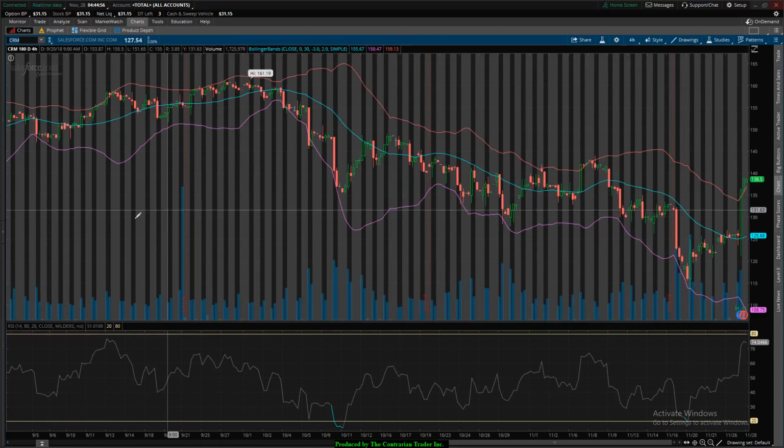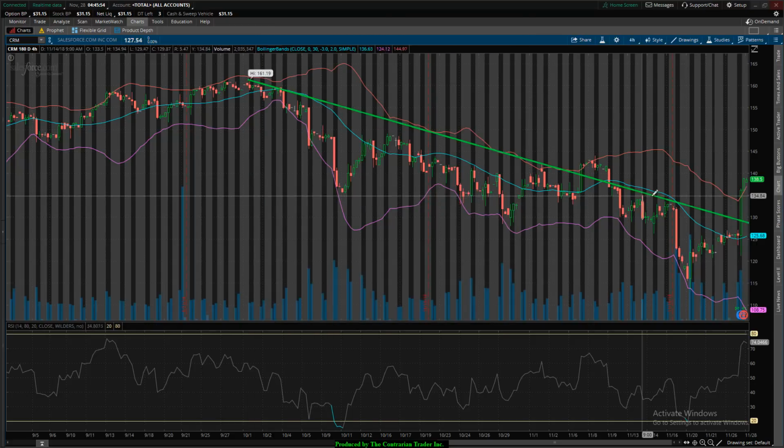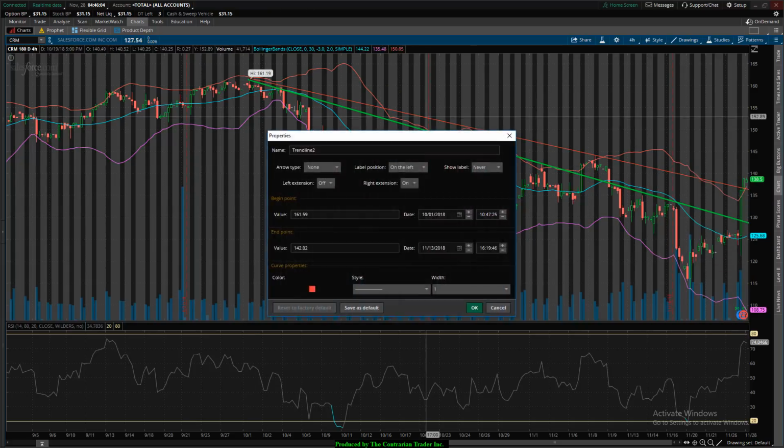Let's take a look at Salesforce.com. Salesforce reported earnings after hours yesterday, and man, the markets really welcomed their report. So we have cleared overnight anyway resistance level number 1 and resistance level number 2.